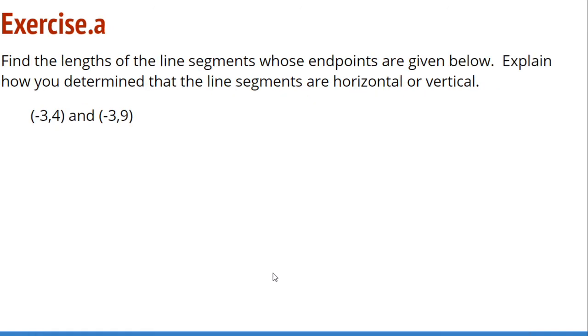All right, so here we go. We've got some exercises, A, B, C, D, and E, and we are going to practice exactly what I've been modeling for you. We've got 2 points, and we want to find the length of the line segments. And we're going to explain how we figured out if the line segment is horizontal or if it's vertical. All right, well, looking at them, I see they both share an x-coordinate. If they share an x-coordinate, that means they are a vertical line.